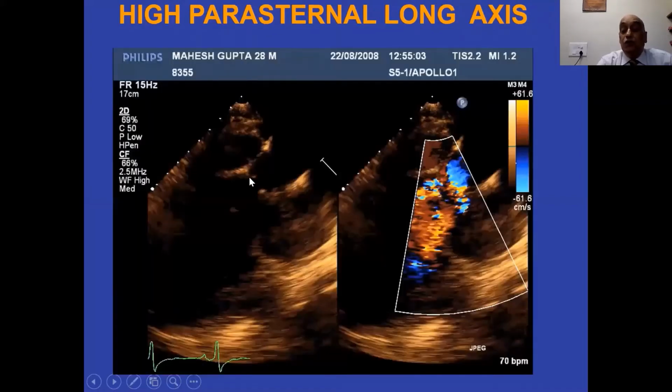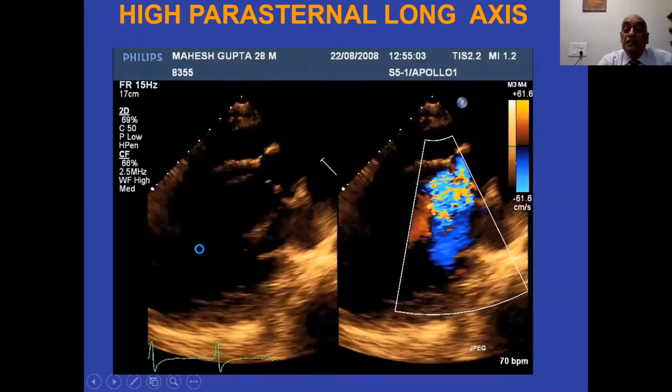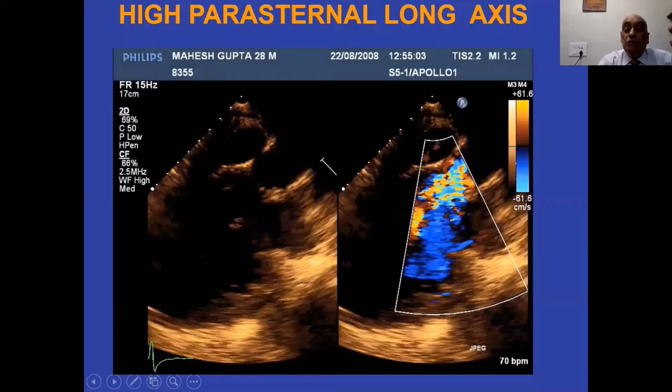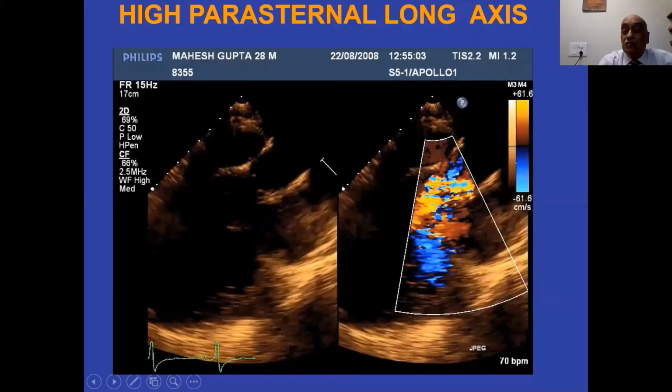And you can see the aortic valve, you can see the AR over here, and you can see that the aorta is pointed now somewhat upwards, at about the 1 o'clock position or so. This left ventricular apex is at about the 7 o'clock position. And this is the high parasternal long axis.